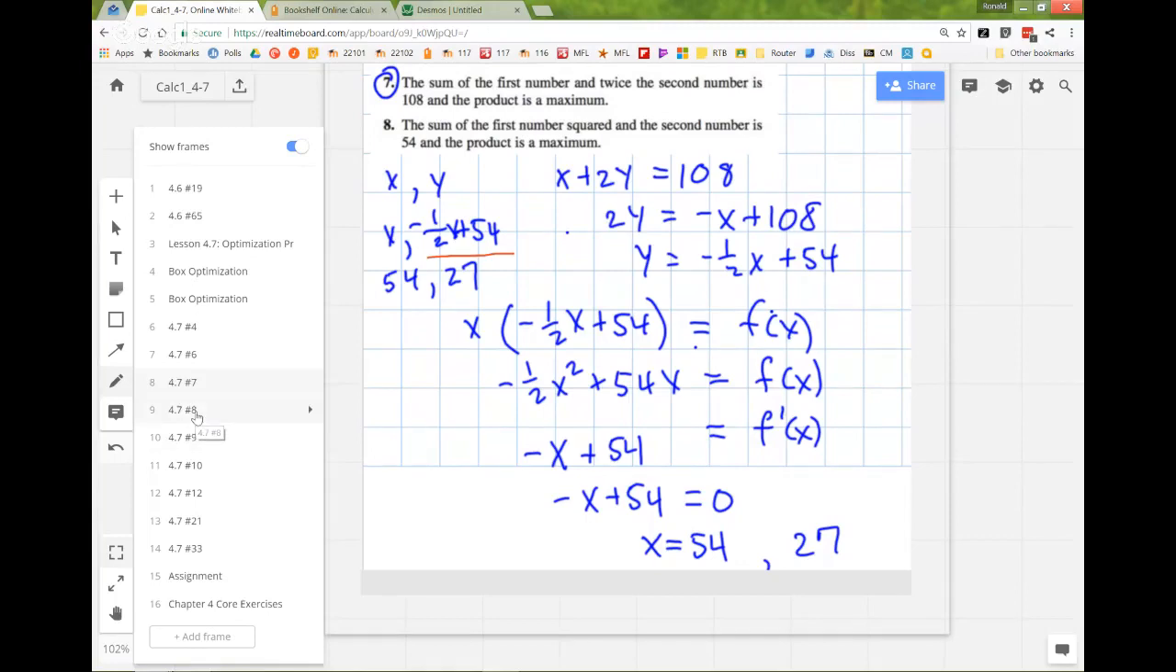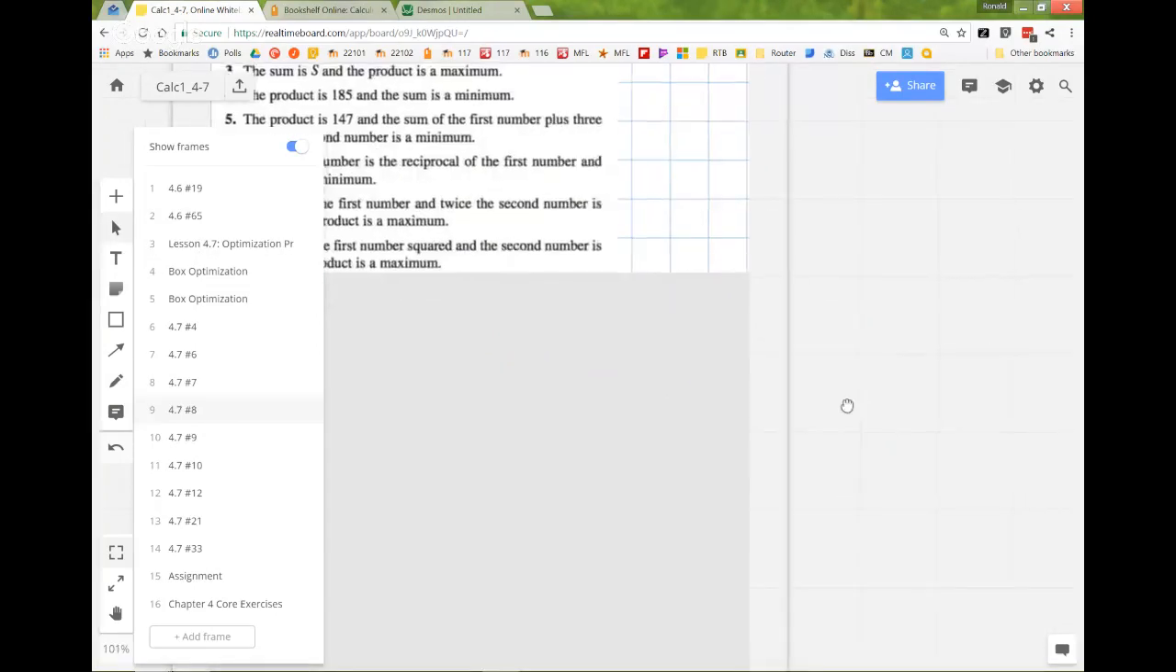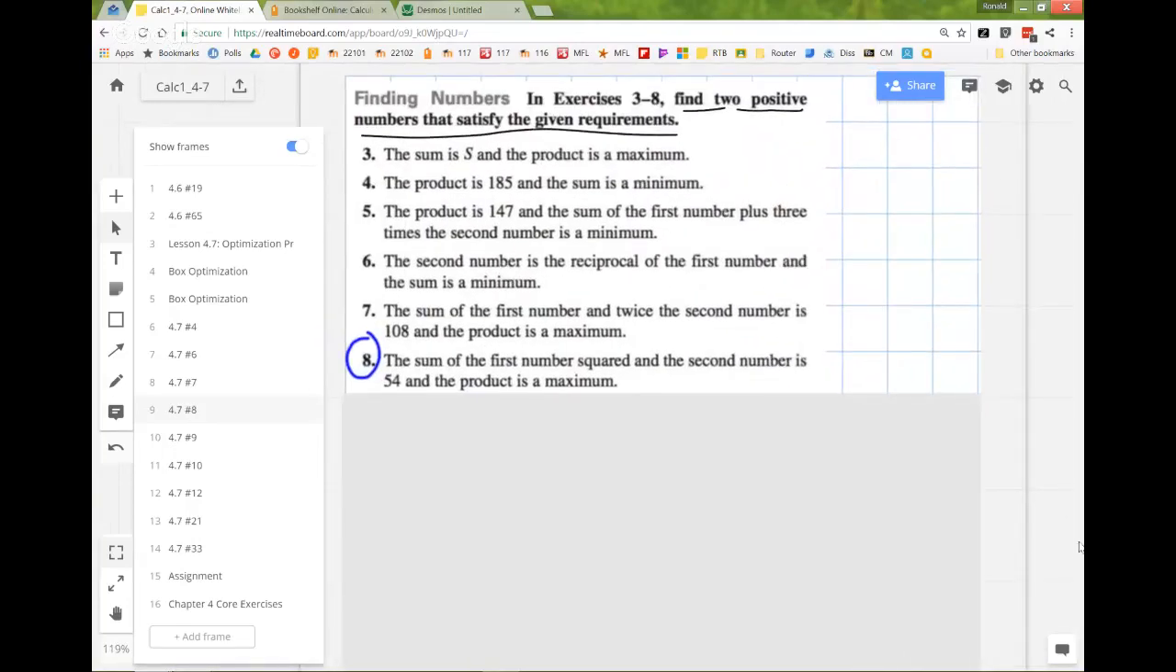Let's do number 8. Each one of these is a little bit different and has some interesting things to watch. So here's number 8. Find two positive numbers so that the sum of the first number squared and the second number is 54, and then their product is a maximum. Okay, we've been doing minimums, so here's our first max.